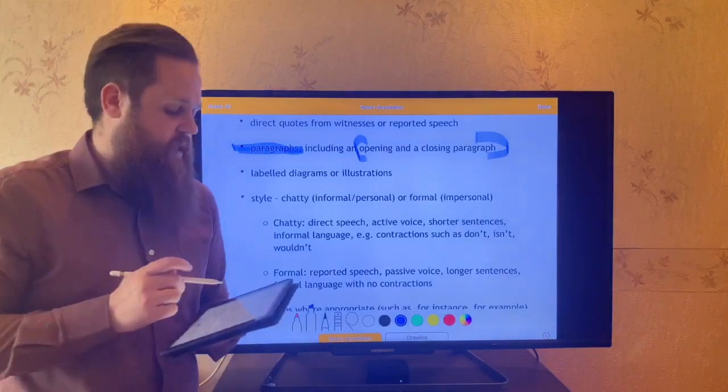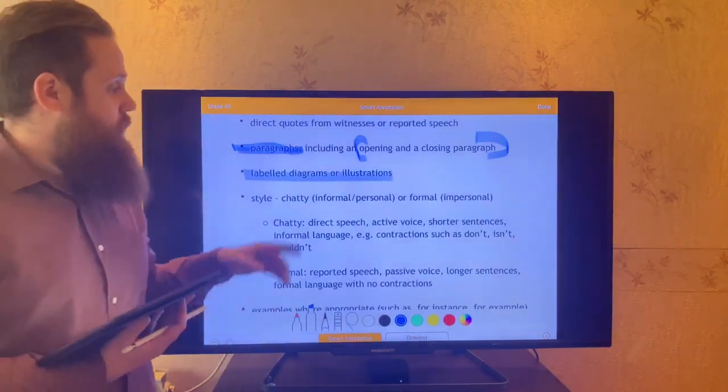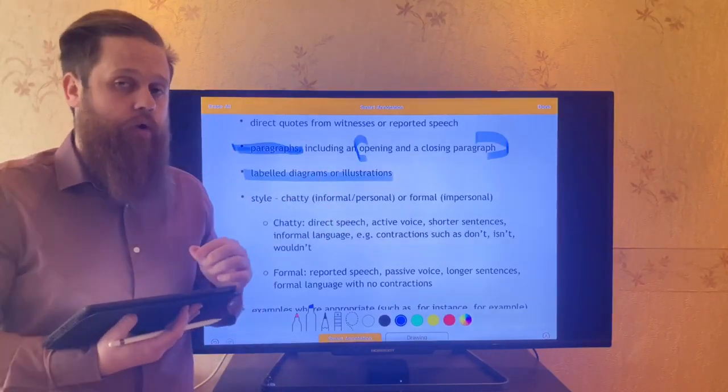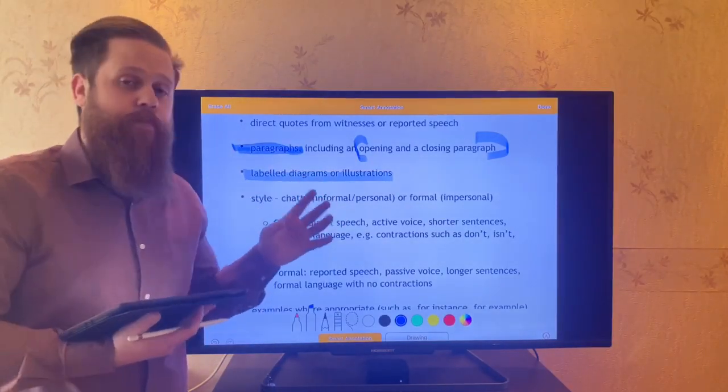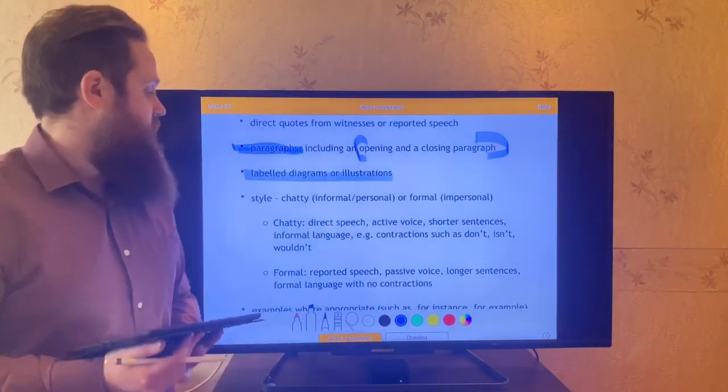If you want to spend some extra time doing some labelled diagrams and illustrations, you may do so. But remember, this will not make a chronological report, okay? So you can include them, but don't spend ages on these. Spend more time on your writing, please.